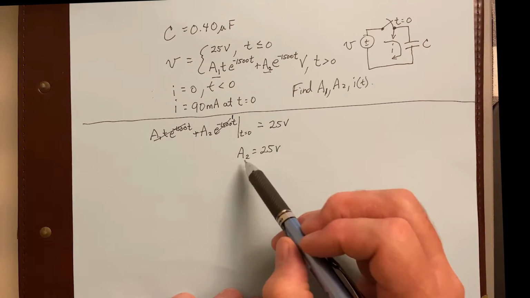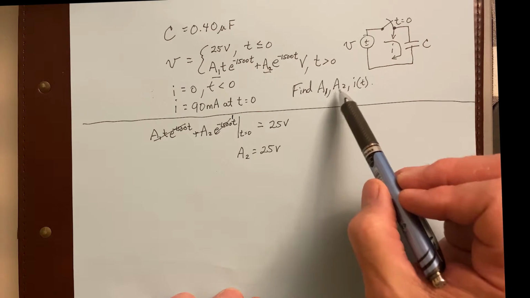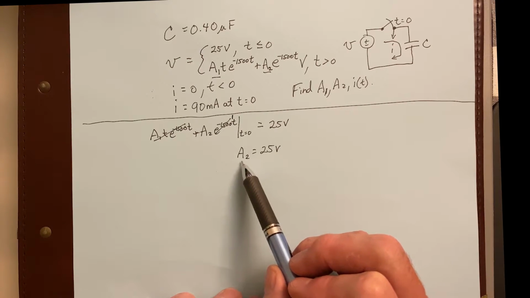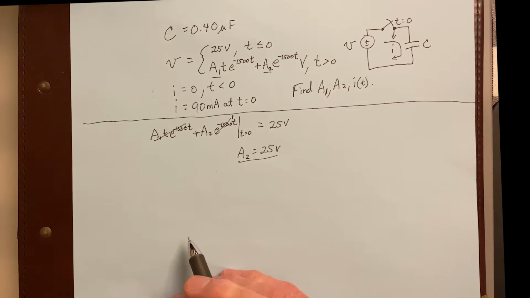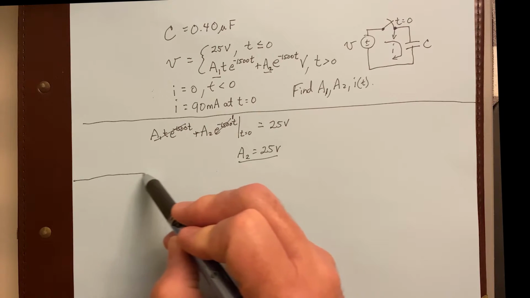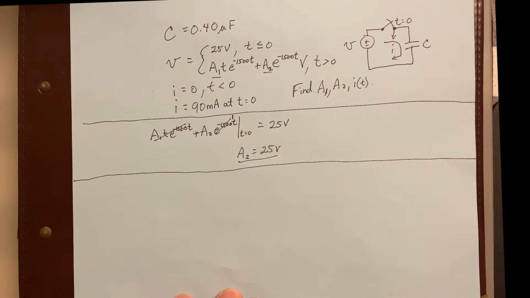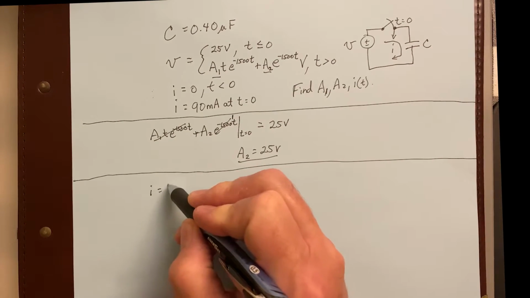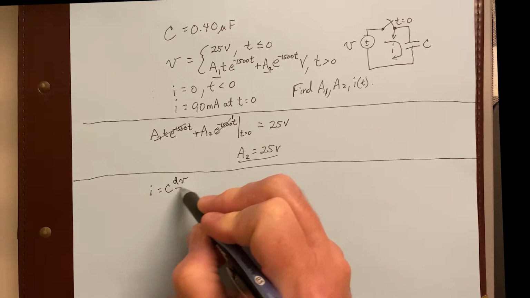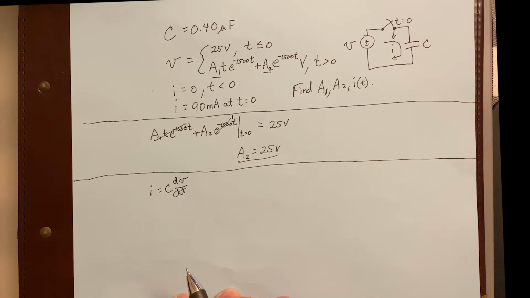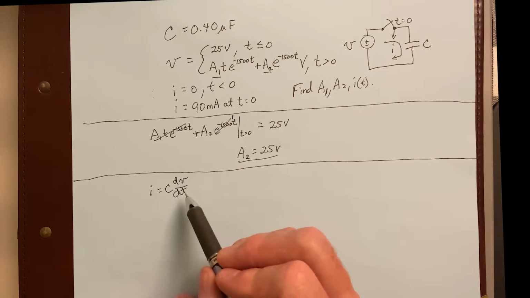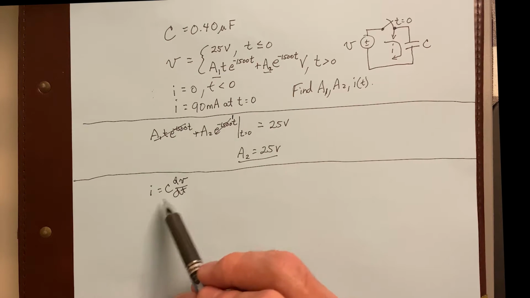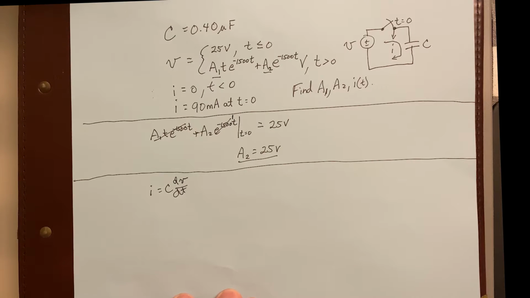Okay, so we're partway there in trying to find our A1, A2, and i of t. We found A2. Now, let's see if we can figure out what A1 is. Well, we've got our relationship between voltage and current for the capacitor, and you know that i is equal to C dv/dt. That equation applies for all times. So that's the first order differential equation that gives you that relationship.